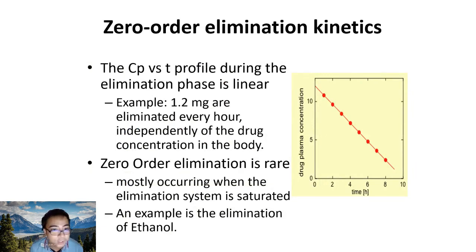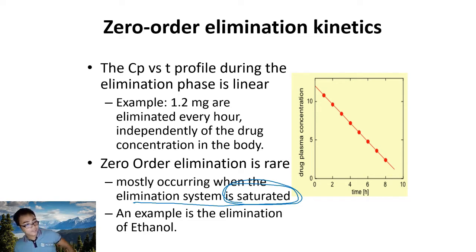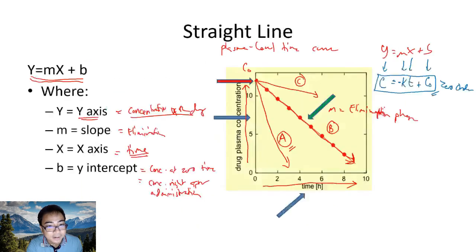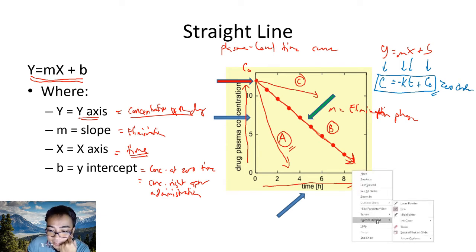So, the concentration versus time profile during the elimination phase is linear in a cross-sectional graphing paper. And it mostly occurs, class, when a system is saturated. Okay, when the elimination system is saturated. Okay? So are we good? Are we clear? So that's zero order process. Now what about class first order process? Okay? Sabi natin class sa first order process, saan siya straight line?